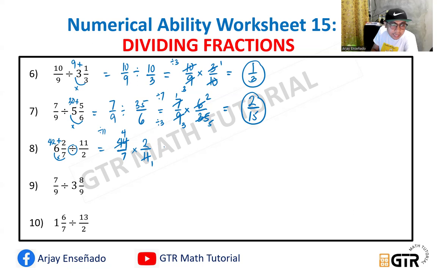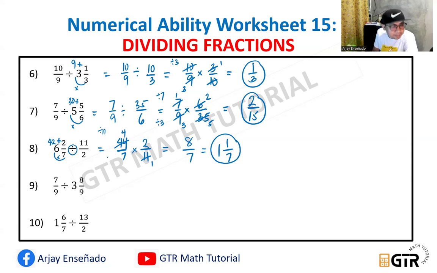So wala nang pwedeng i-lowest term dyan. So just multiply the remaining numerator. So 4 times 2, we have 8. For the denominator, 7 times 1 is 7. Since improper fraction, so change to mixed number. So 8 divided by 7, that is 1. May remainder pa tayong 1. Okay, so 1 and 1/7.